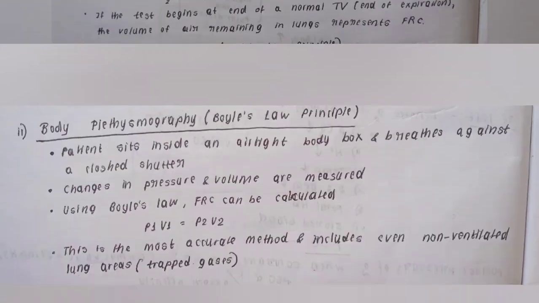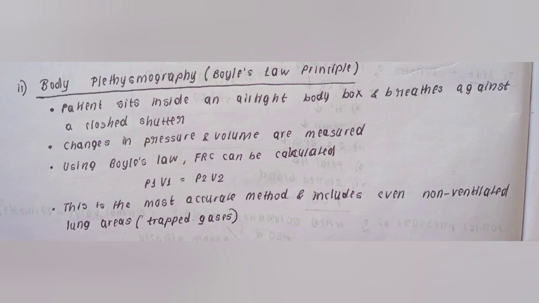So for that, we use one more method which is more accurate, that is body plethysmography. It is also known as the Boyle's law principle. Again, you would have studied Boyle's law in the gaseous state chapter of your chemistry, right? In body plethysmography, the patient sits inside an airtight box. Now that box contains air around the body. Imagine you are sitting inside a box, so around your body, inside that box, the air is present, right?